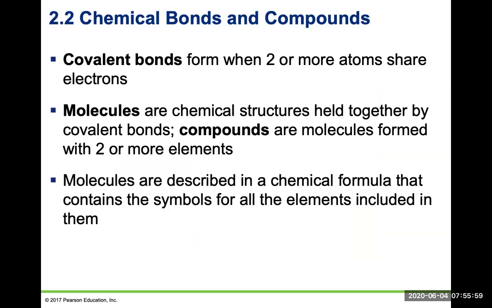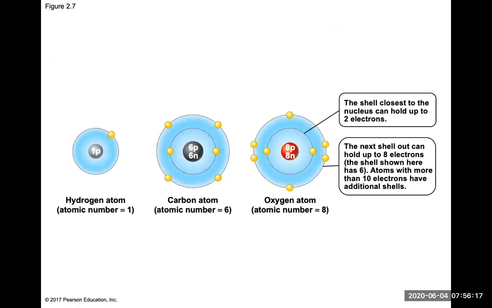Covalent bonds form when 2 or more atoms share electrons, and molecules are chemical structures held together by covalent bonds. Compounds are molecules formed with 2 or more elements. Molecules are often described in a chemical formula that can contain symbols for all the elements included in them.